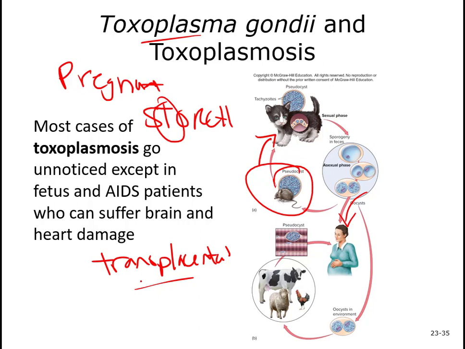Now, some of the problems this could lead to: the fetus could develop blindness. After birth, the baby could have seizures or several birth defects. And if the woman develops this disease early in the pregnancy, it can lead to a stillbirth.